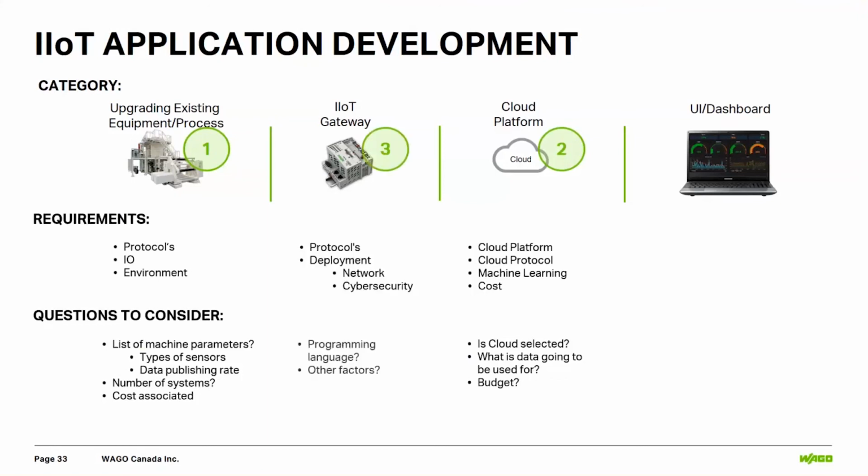For an IoT gateway, we might want to decide, okay, what type of industrial protocol is at the machine that we need to convert with our IoT gateway. And then in terms of deployment, are there any network considerations that we need to take into account? Is there Wi-Fi available? Do we need to send this stuff over wired Ethernet? Are there cybersecurity concerns, etc.? You might also want to look at what programming language you're using. For instance, if you are preconditioning the data and you did want to use a WAGO PLC for that.